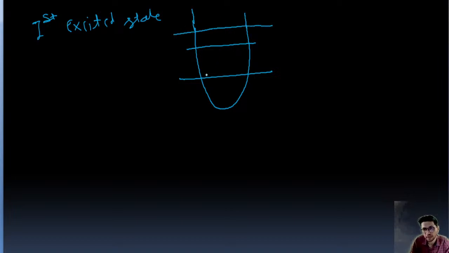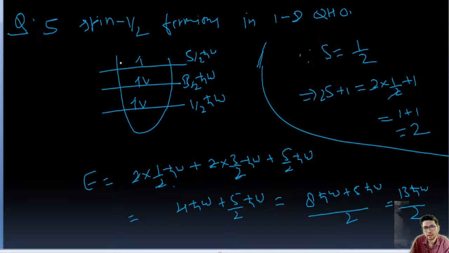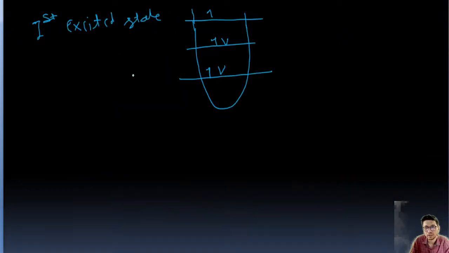So we have these electrons, 2 here, 2 here, and 1 here. For this, we need to find the energy. This is the energy for the ground state. Now we need to find the energy for the first excited state. This is the ground state, right?